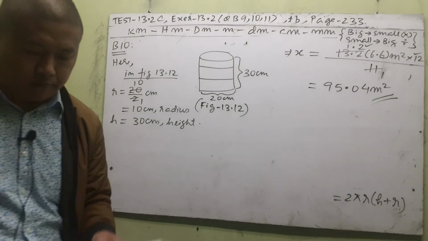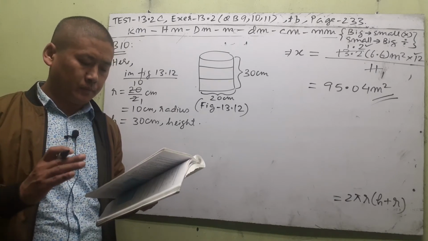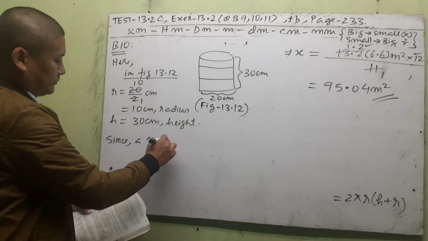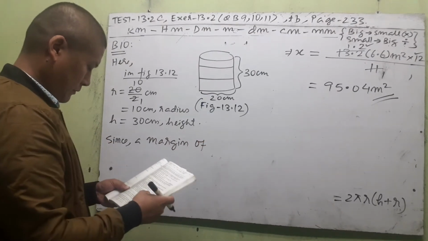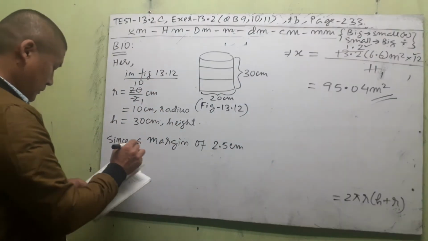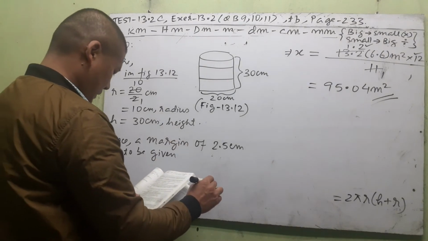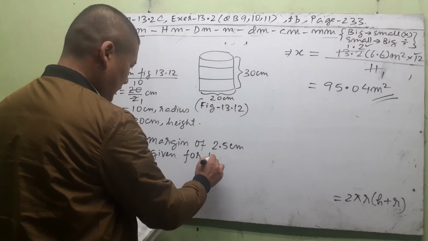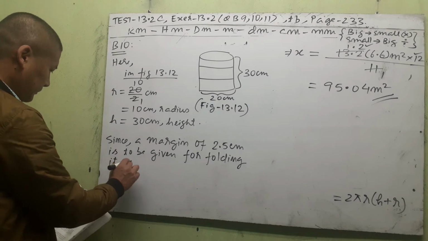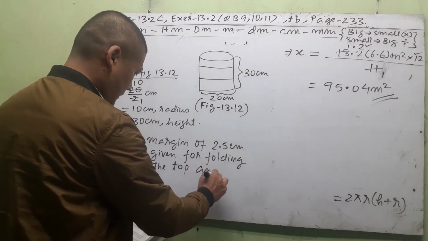So they're going to put a decorative cloth. A margin of 2.5 centimeter is to be given for folding it over the top as well as the bottom. So a margin of 2.5 centimeter is to be given when we put the cloth, for the purpose of folding it over the top as well as the bottom.